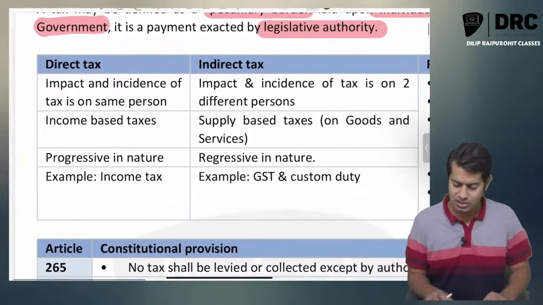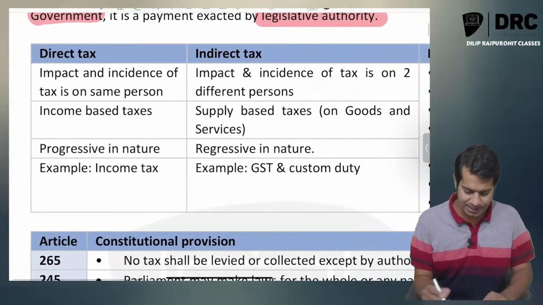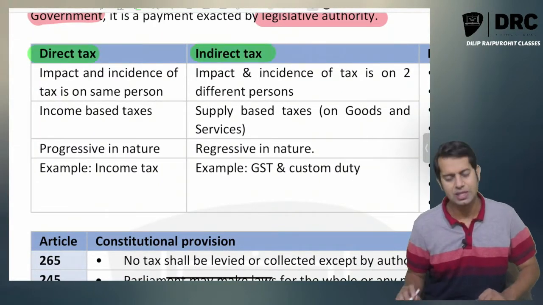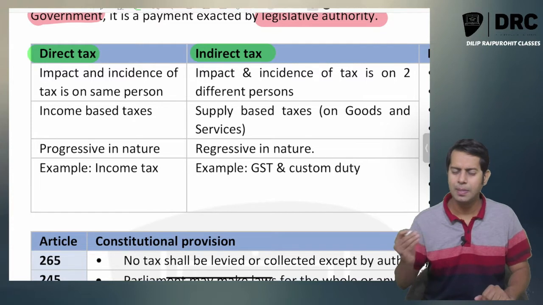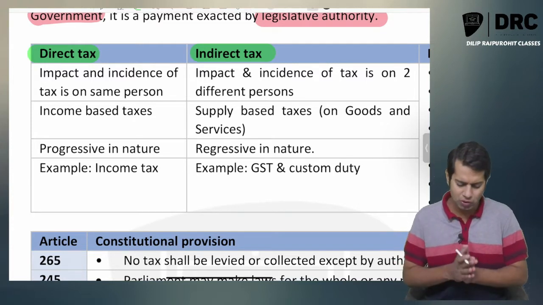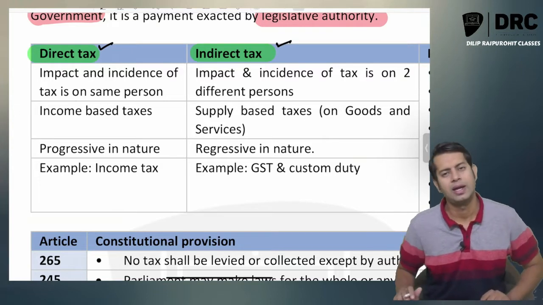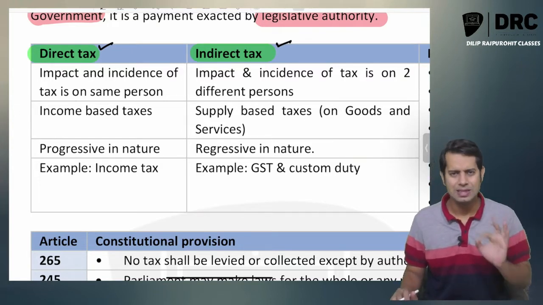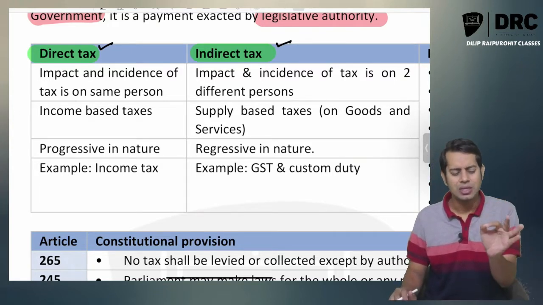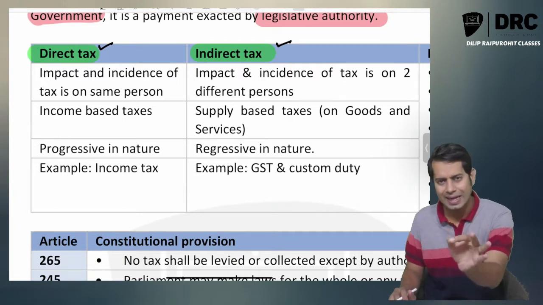Now this tax can be of two types. It can be either direct taxes or indirect taxes. So these are basically the two types of taxes. What do you mean by direct tax, sir? What do you mean by indirect tax? Direct tax, in simple words, means the tax which is collected by the government directly from you.